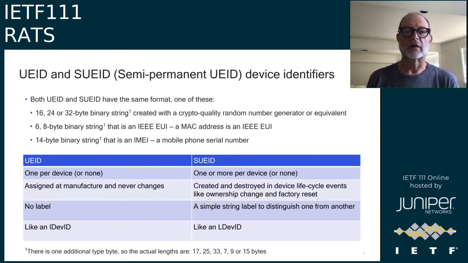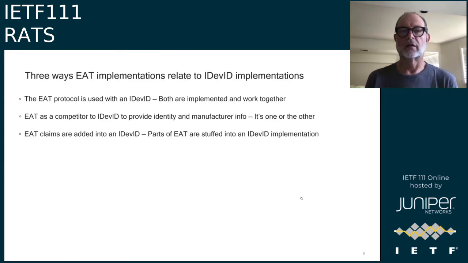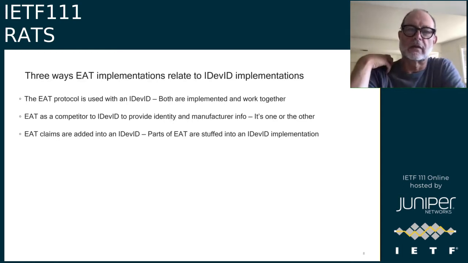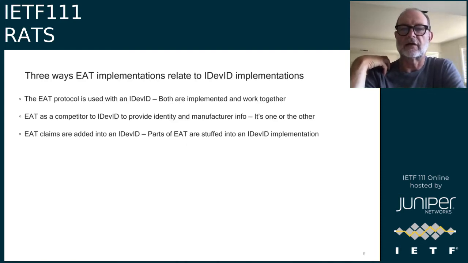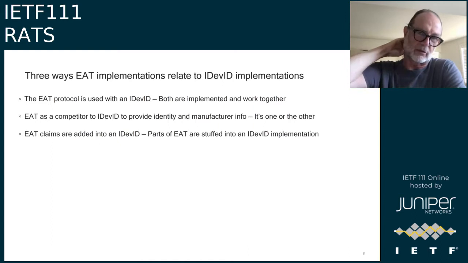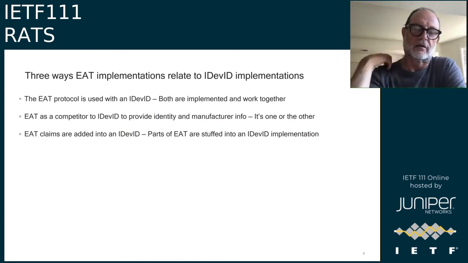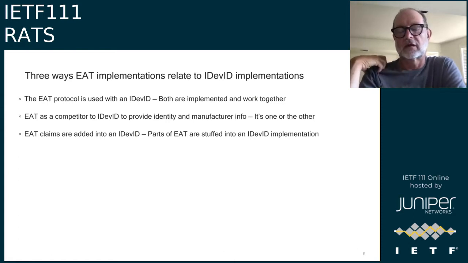I'm going to keep going and wait for questions until the end, I think. Next slide. So I spent a fair bit of time trying to understand how EAT and its UEID might relate to an IDevID. I spent a lot of time reading the IDevID spec and trying to understand that. And I can categorize, there are 3 ways they can relate to each other. The first way, and I'm going to go through these in detail in the next few slides.